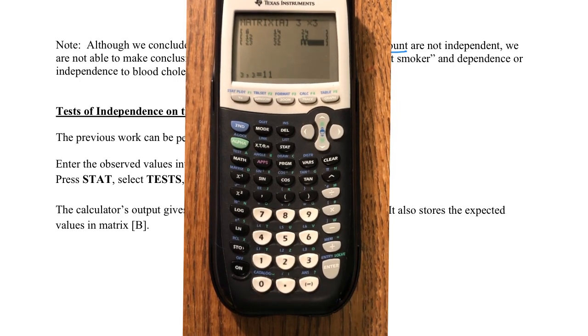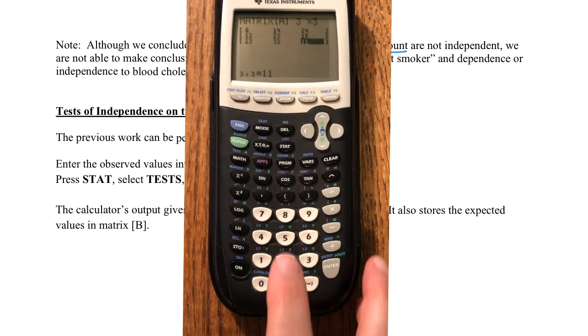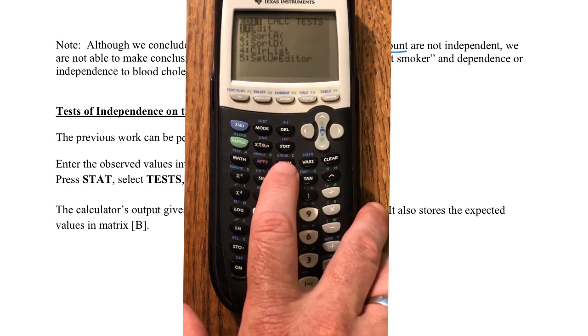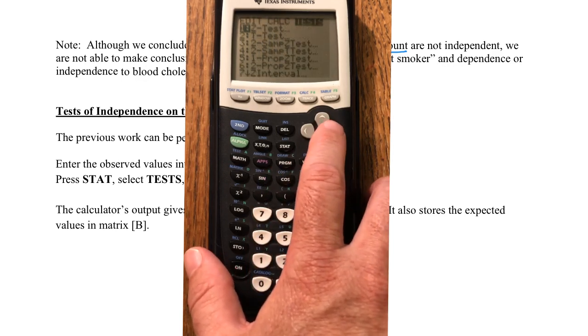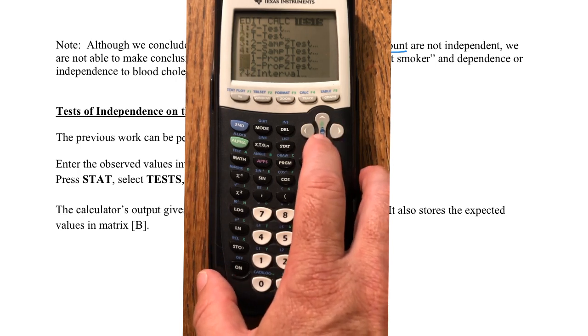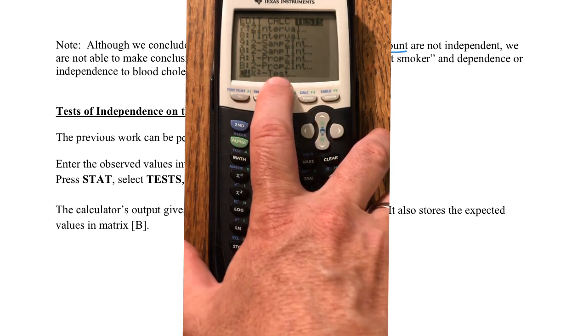Then I'm just following the directions on the handout. It says enter the observed values into matrix A. Those are our observed values, so they're all set. Then it says press stat. So press stat, then go over to tests, and then we want to choose the chi-square test. It's down here a ways. It may even be faster to scroll up. But eventually we'll get to this chi-square test.